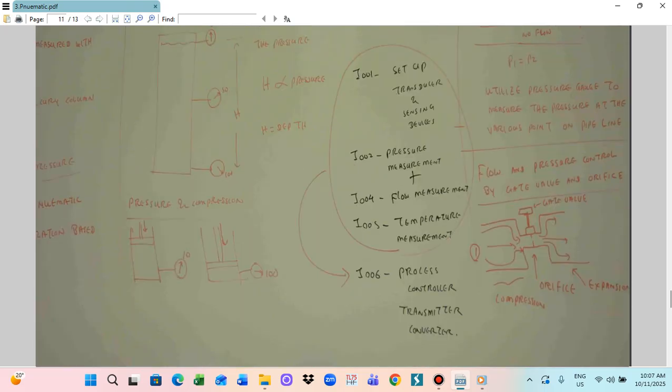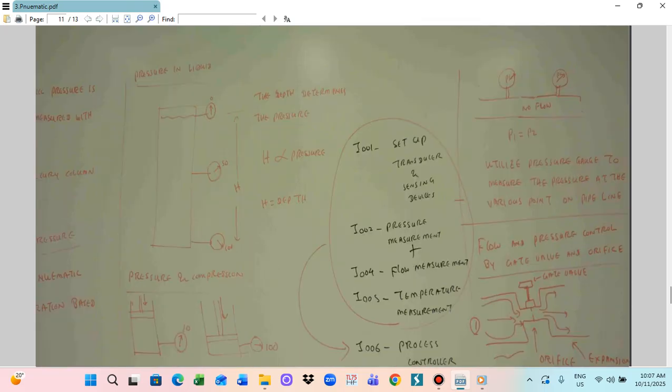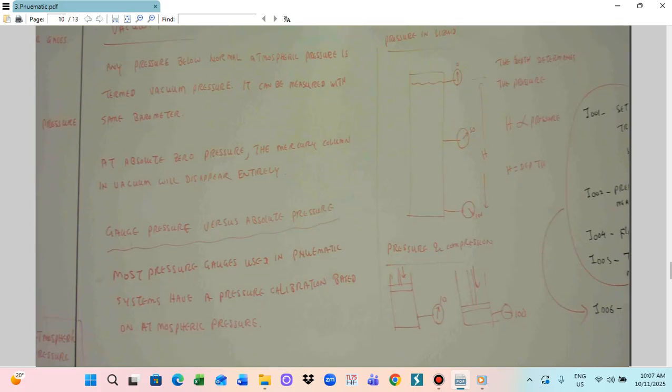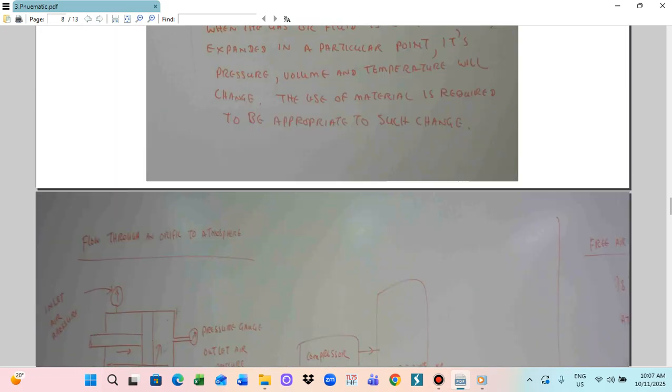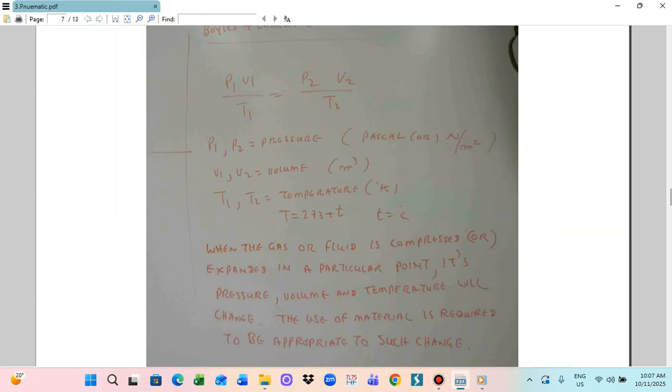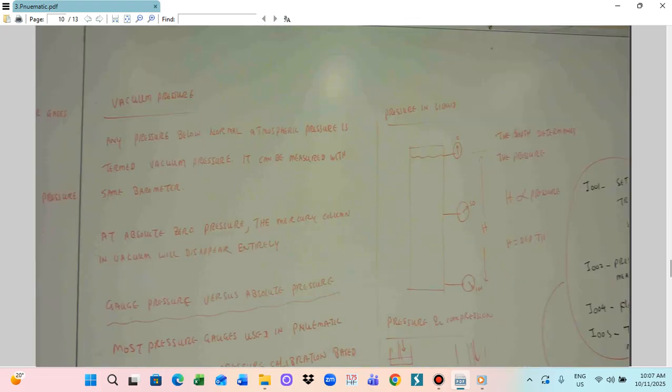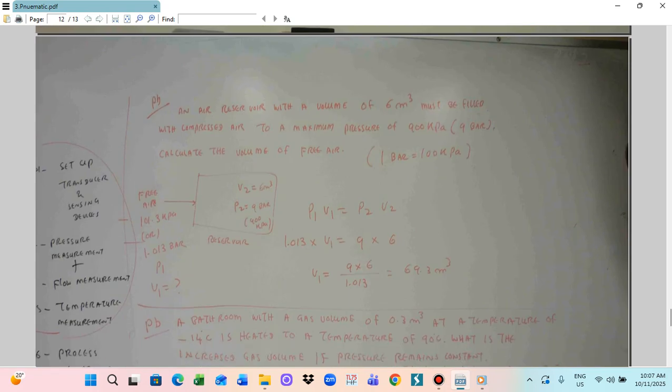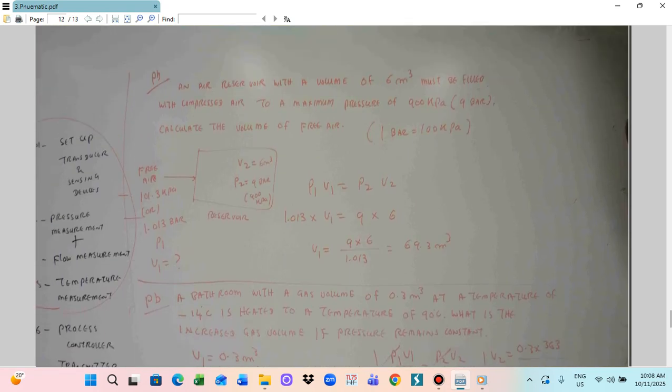Okay. We use the Boyle's and Charles's combination law. P1 V1 by T1 is equal to P2 V2 by T2. So this law is utilized to calculate the pressure, volume, and the temperature. In this problem, an air reservoir with the volume of 6 meter cube must be filled with compressed air to the maximum pressure of 900 kilopascal. In the industrial system, we use the bar unit. 1 bar is equal to 100 kilopascal.